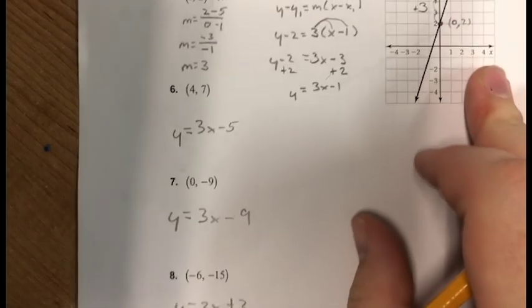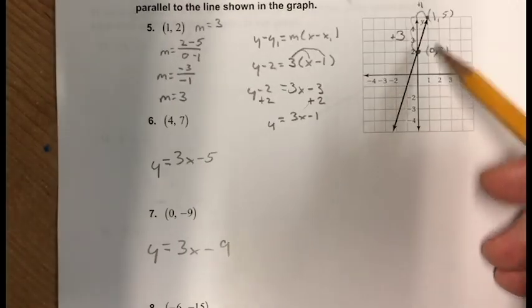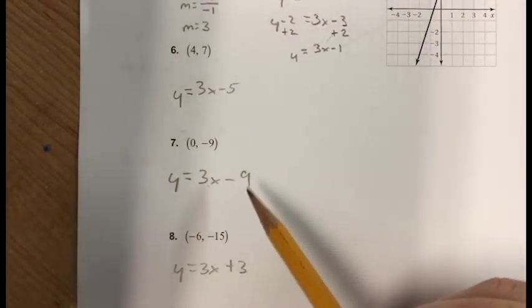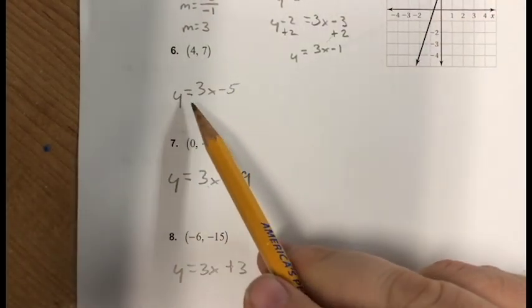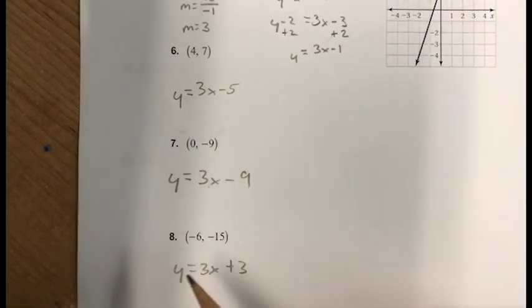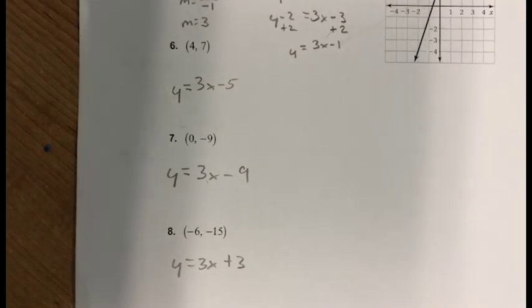What you should have realized is that because we were all basing our slope off of this, every last one of these has a slope of 3. For number 6, your equation would have been 3x minus 5. For 7, you would have gotten 3x minus 9. And for 8, you would have gotten 3x plus 3.